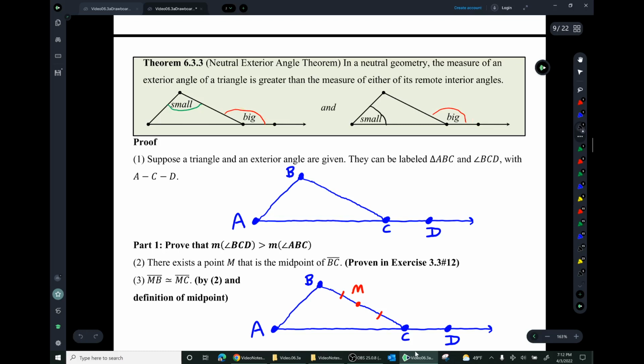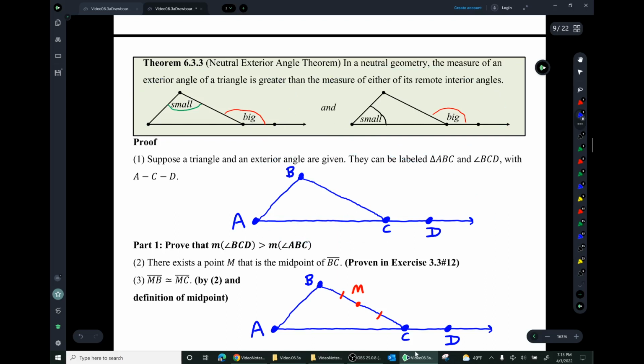Now notice that I'm careful to color these remote interior angles in different colors. I'm definitely not saying that these remote interior angles are congruent to each other. They're not. You can see one of them is acute and one of them is obtuse. But they are both small compared to that exterior angle. All right, how do we prove this? Well, we start by saying, suppose that we have a triangle and an exterior angle. So we have to show that both of these things are true.